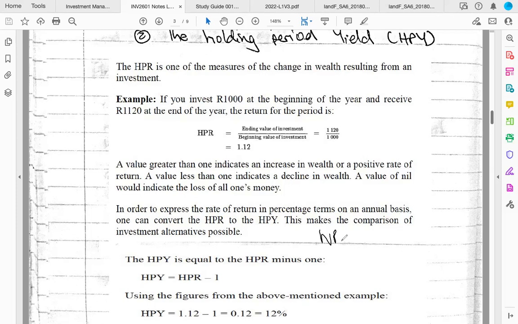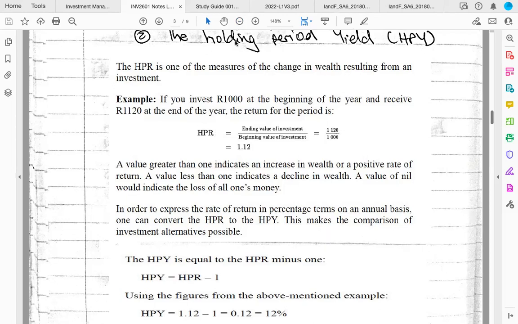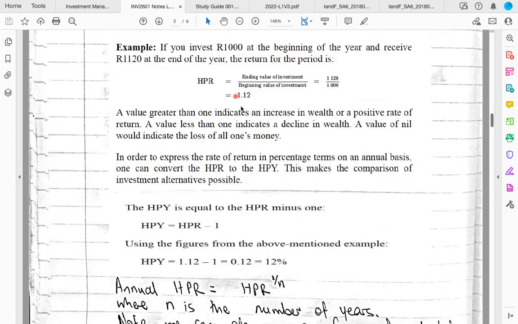The important thing here is that it's a 1-year investment. If we've calculated the holding period return for a 1-year investment, and we want to convert it into a holding period yield, we simply take the holding period return minus 1, and that gives us the holding period yield. So for our example, we would just subtract 1, and then we would get 12%.